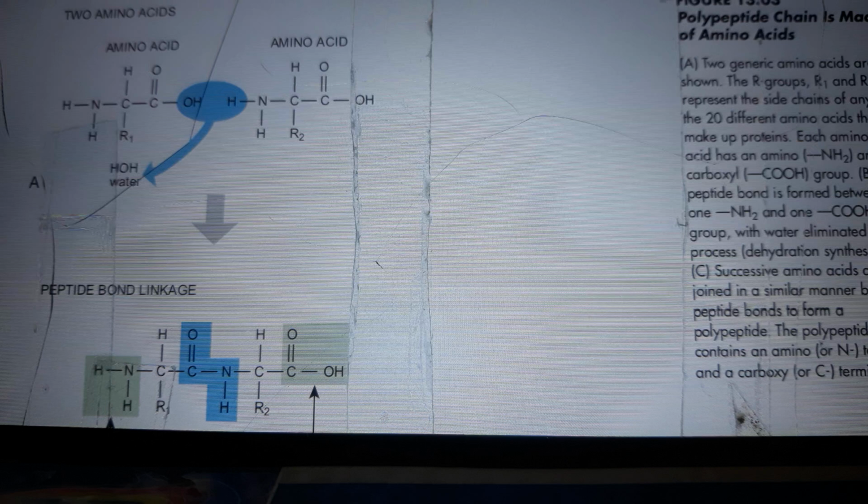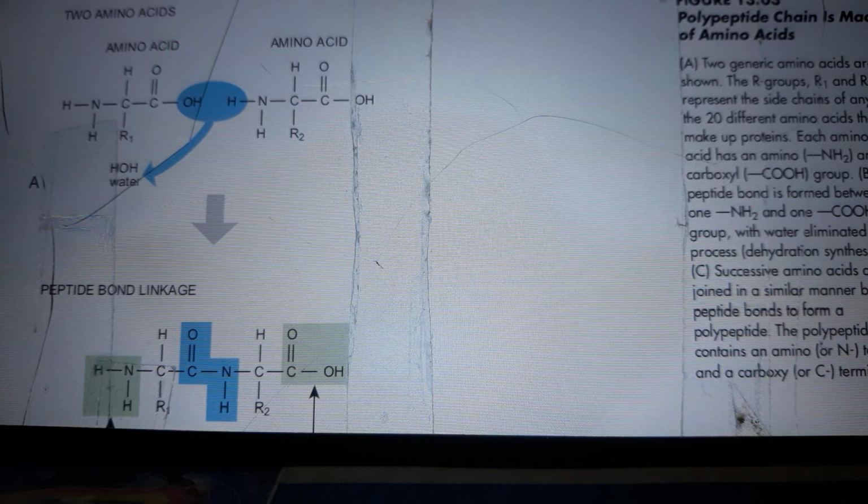B, a peptide bond is formed between one NH2 and one COOH group. So the NH2 and the carboxyl group, these two together, form a peptide bond, with water eliminated in the process. So when these become a bond, the water is released here, okay? Now, a peptide bond is formed between these two, the NH2 and COOH group, with water eliminated in the process.